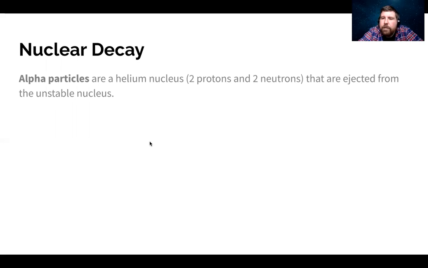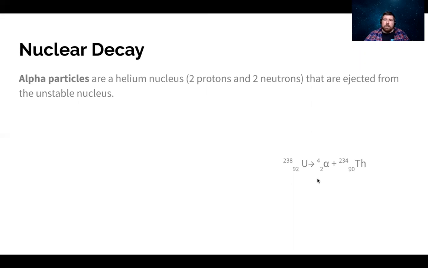a radioactive element will essentially lose 2 protons and 2 neutrons. An alpha particle is another word for a helium nucleus, which once again is just 2 protons and 2 neutrons. And the radioactive element can quite literally eject this from an unstable nucleus. One great example is the radioactive decay of uranium-238. It will eject 2 protons and 2 neutrons from the nucleus to make thorium-234, which itself is also radioactive.